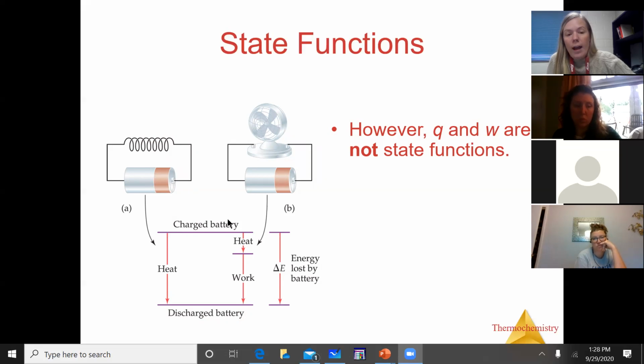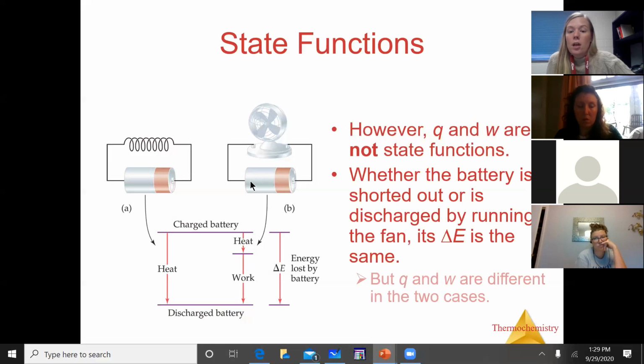So I've got a battery, and it's a charged battery. So it's sitting up, if we look at this as our energy, right? On the left, I am just short circuiting the battery. I'm just connecting it to a wire. On the right, I'm actually putting it into a system where there's a fan, and the fan is producing some sort of kinetic energy. On the left, when we're just discharging the battery, all of the energy lost is going to be through heat. So as it moves through this coil here, 100% of the energy lost will be produced through heat, and the battery will be discharged.